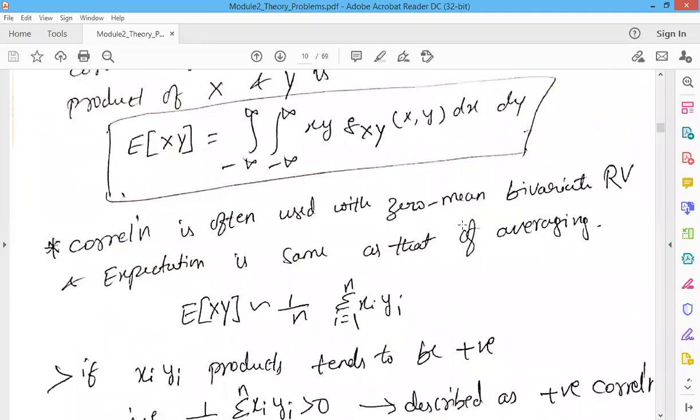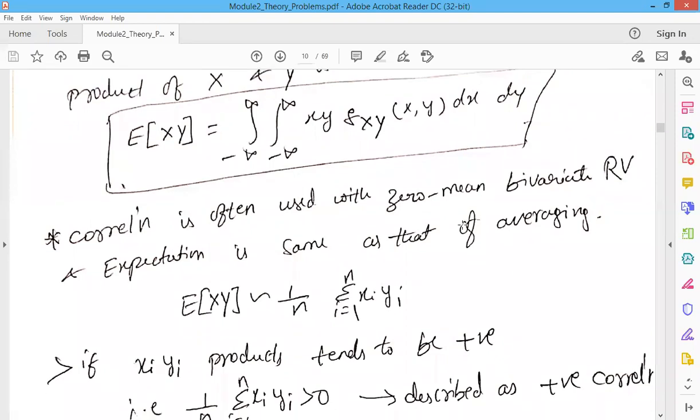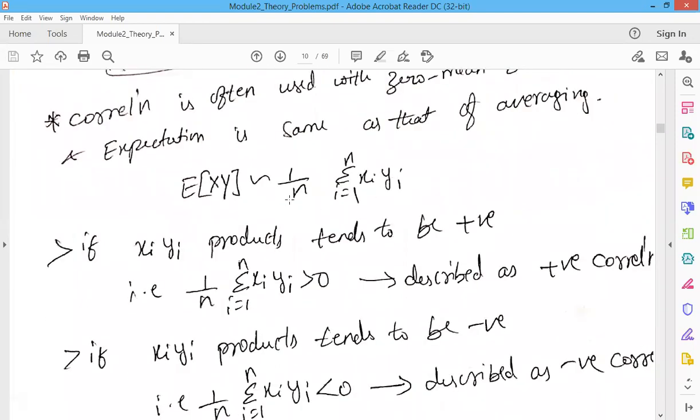And also, the correlation is often used with the zero mean bivariate random variable. That is, we are going to assume the mean value as 0. In that case the expectation will simply act as the averaging equation. So we can write E[XY] is approximately equal to 1/n times the summation of xi yi, where i takes the value 1 to n. And suppose this xi yi product is positive, then the whole equation value 1/n summation xi yi is greater than 0.